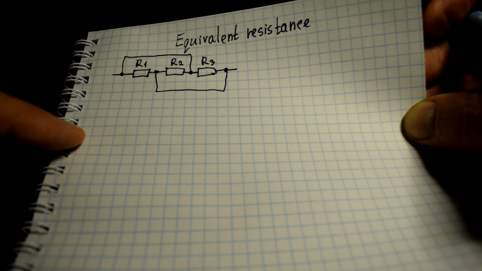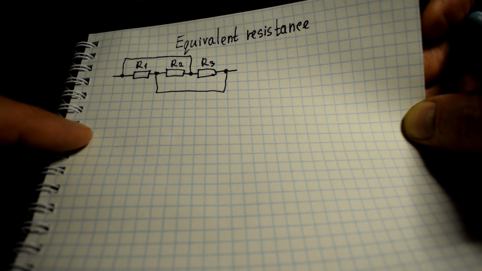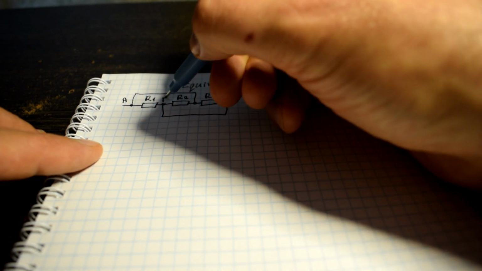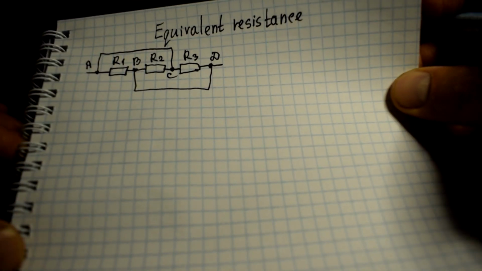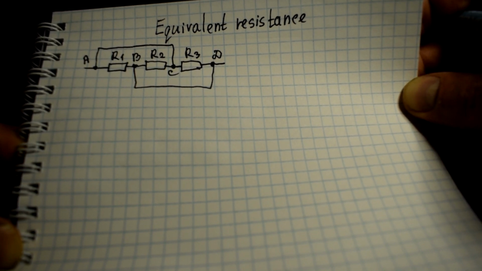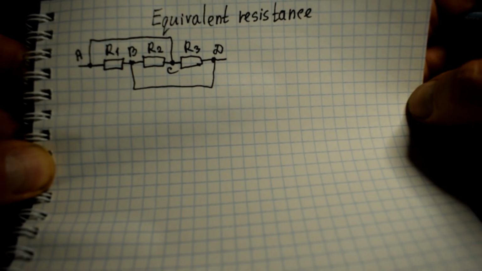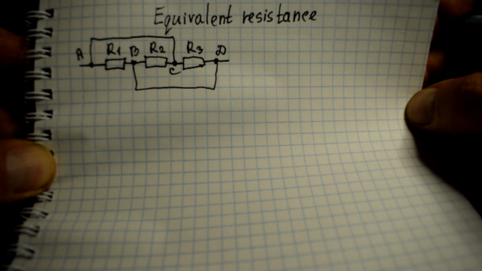I will give an example on a not very simple electrical circuit which consists of 3 resistors. Let's mark the points A, B, C and D. These are the nodal points. The connection points of the conductor should be indicated by nodal points. If there are no nodal points, then there is no wire connection.